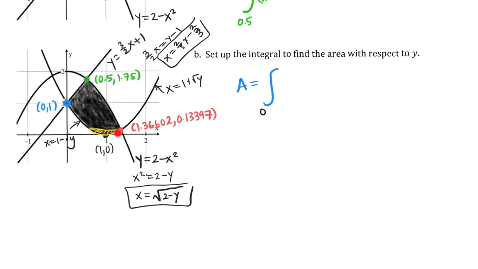Okay, the upper function is this. What is that? That's the 1 plus root y. Minus, okay, that's my upper. Right here, my lower function is the 1 minus root y. So it's good we split that off. Okay, and I'm doing this with respect to y, so I'm gonna put the dy. Okay, now that tiny sliver of area ends when I get to y equals right here. The y value here is 0.13397.